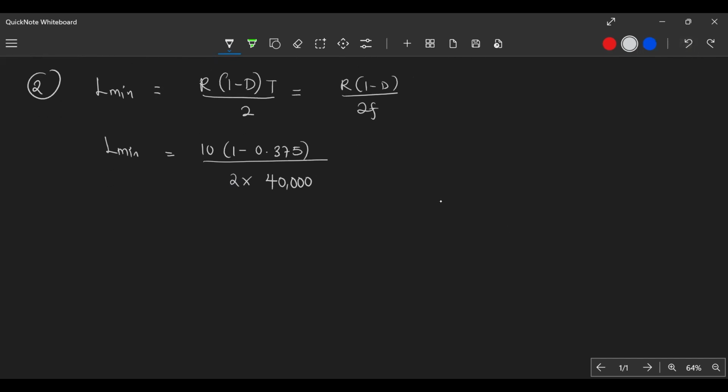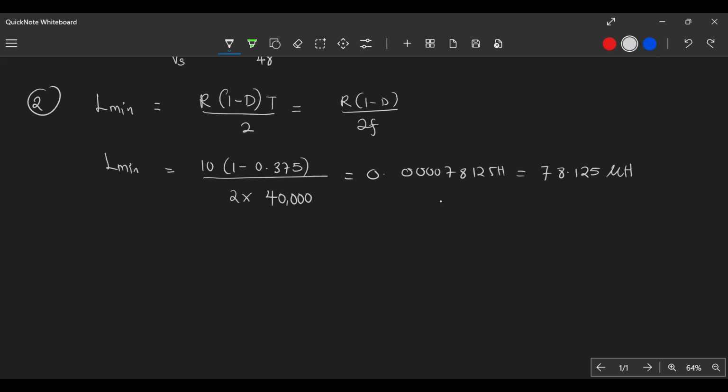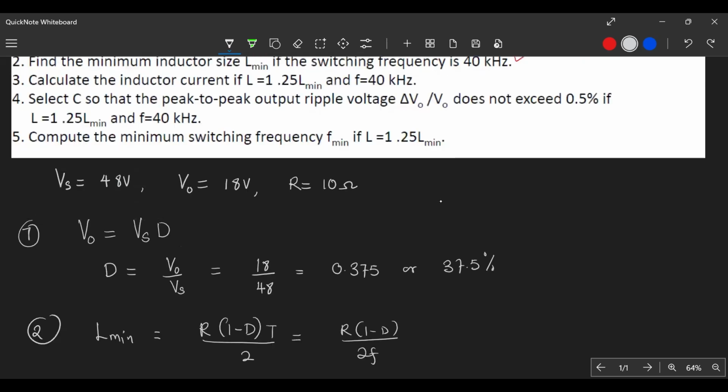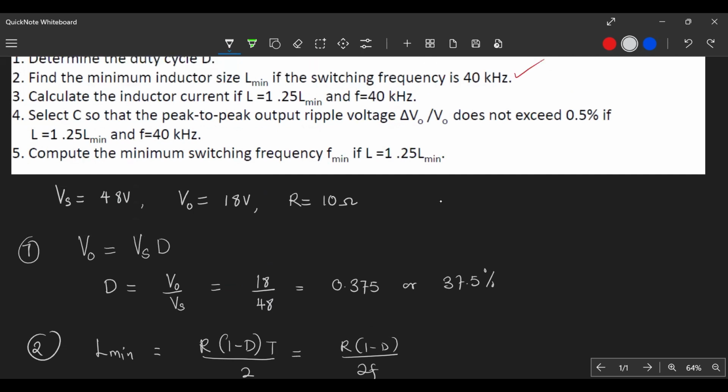So we use the transistors. And if you plug in the values and calculate everything here, you find that the minimum inductance is about 0.000078125 Henry, and you can convert this to smaller units, which is 78.125 microhenry. So this is the minimum inductance that we need to connect in the circuit so that you can ensure that there is a continuous supply of current across the load.